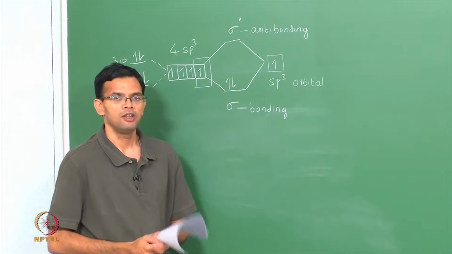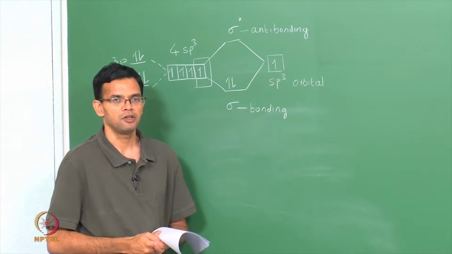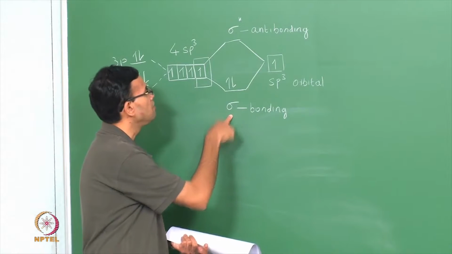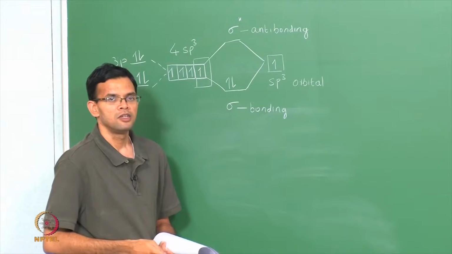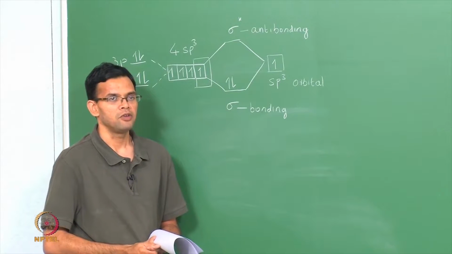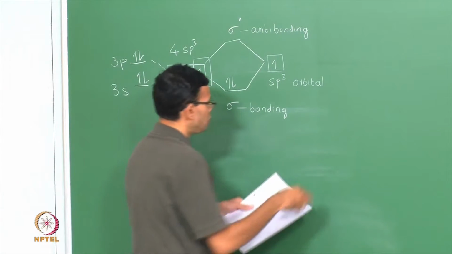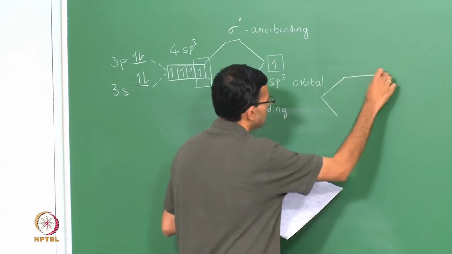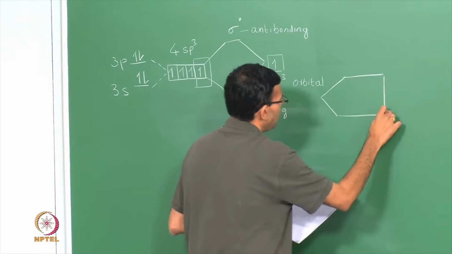Now in a solid you are going to have a large number of these silicon bonds. So you are going to have a large number of sigma and sigma star. So these will then interact with each other and then they will give you a band. So sigma forms a band. You can pictorially represent this as the valence band.